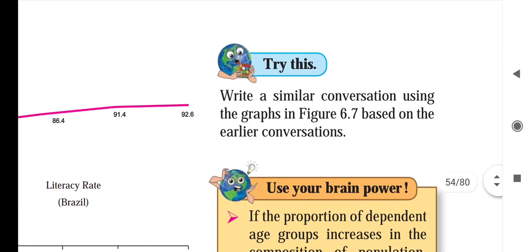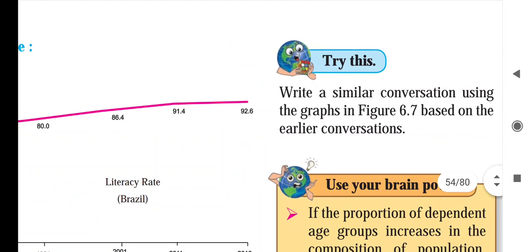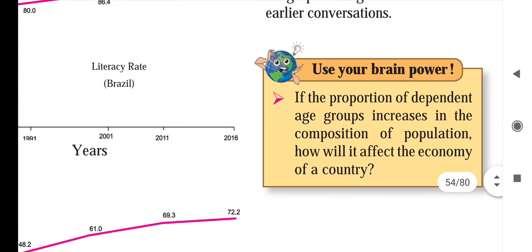Write a similar conversation using the graph in figure 6.7 based on the earlier conversation. So here there is no discussion or conversation of the students like we have seen earlier. So here you have to prepare like that. Use your brain power. If the proportion of dependent age groups increases in the composition of population, how will it affect the economy of the country?